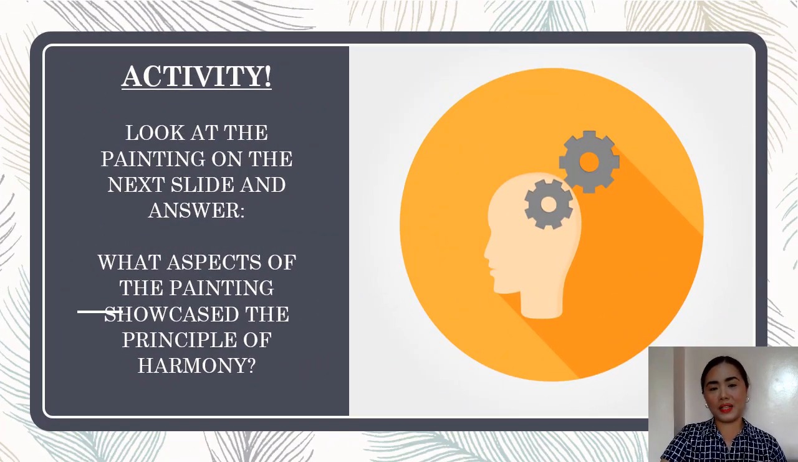Okay, let's have a simple activity before we continue. Please look at the painting on the next slide and answer this question. What aspects of the painting showcase the principle of harmony?